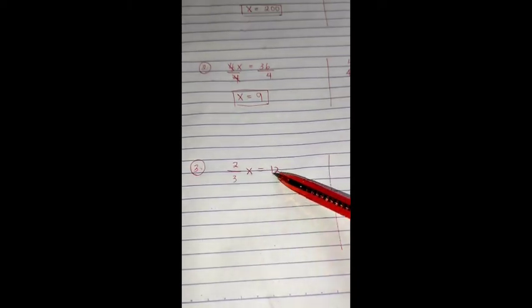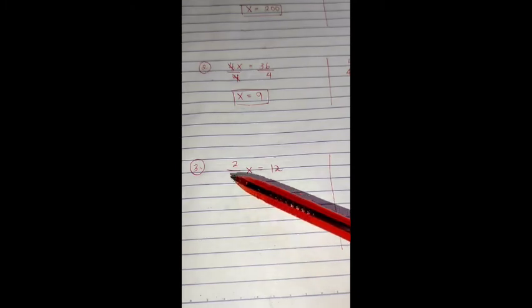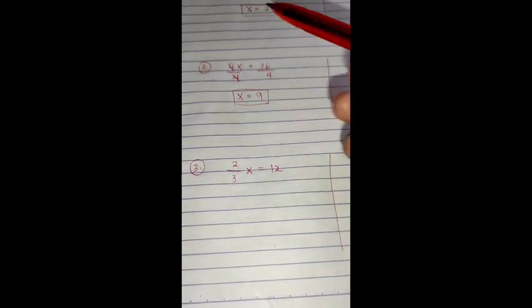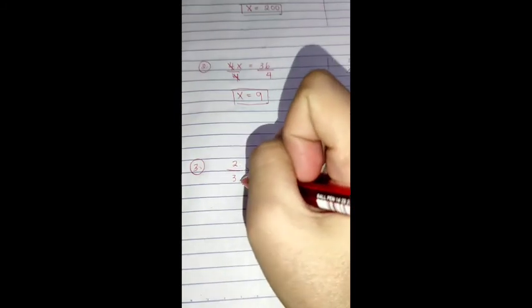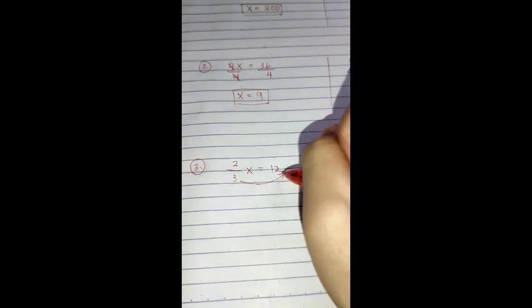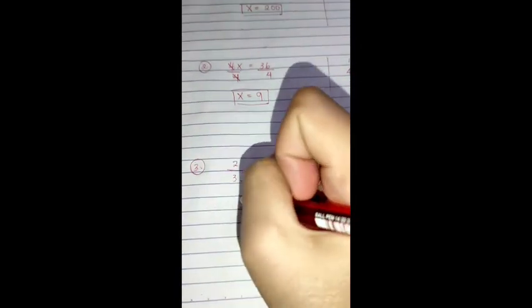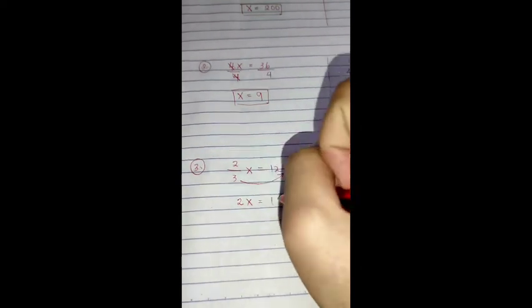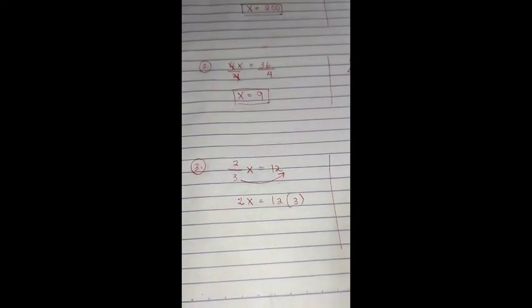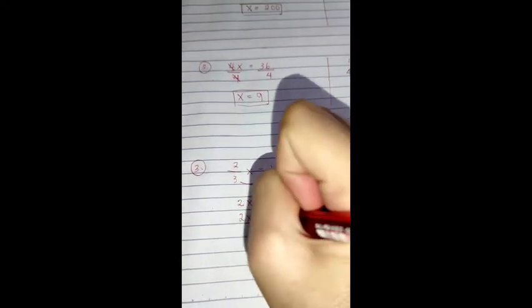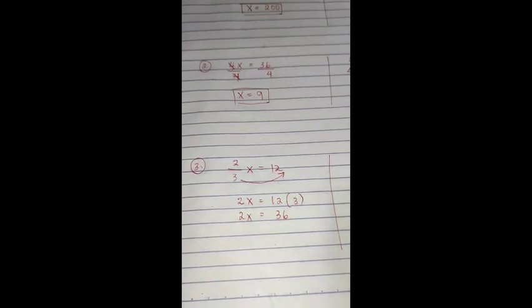So, yung kabilang side niya ay sa right side. Imumultiply mo itong denominator na 3 sa 12. Okay? So, mangyayari dyan, the-transpose natin dito, imumultiply natin. So, magiging 2x, dahil wala na si 3, is equal to 12 times 3. Okay? 12 times 3, that is 36. So, 2x is equal to 36.